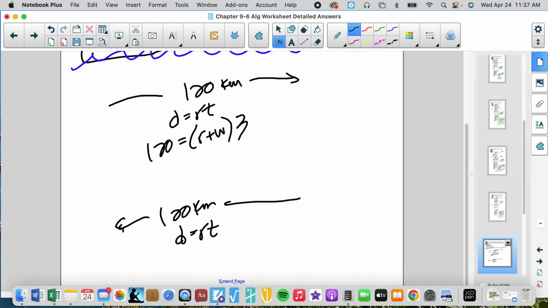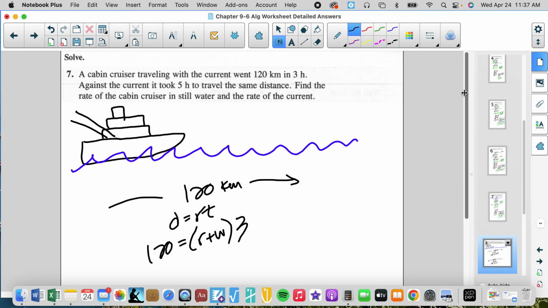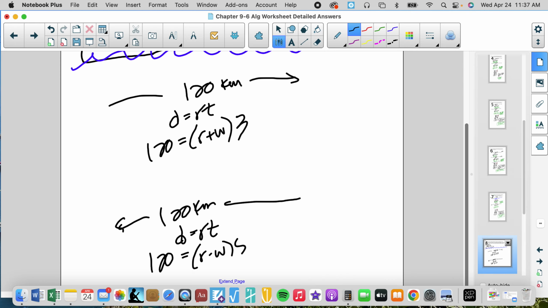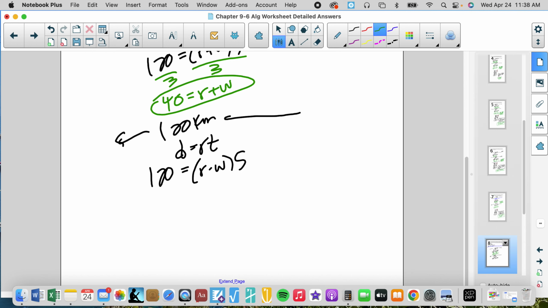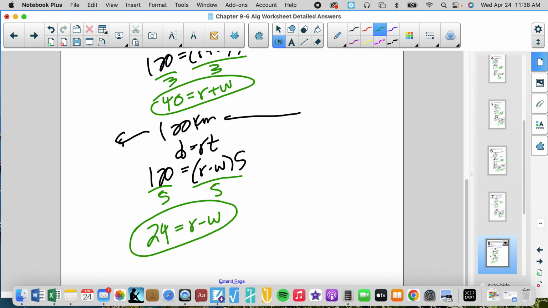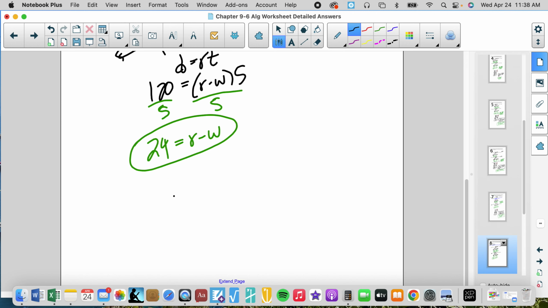Distance equals rate times time. Still 120 kilometers. This time the current will slow it down. Against the current, took 5 hours to travel the same distance. So that's the key word. Make sure that it's the same distance. 40 equals R plus W. And we divide by 5. And we have 24 equals R minus W. I get my 2 equations, nice and easy.